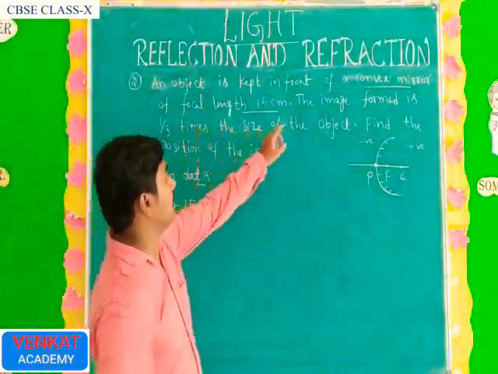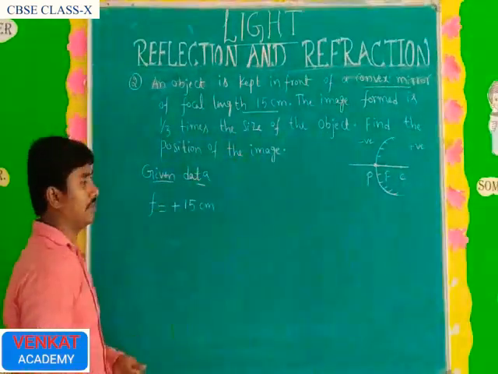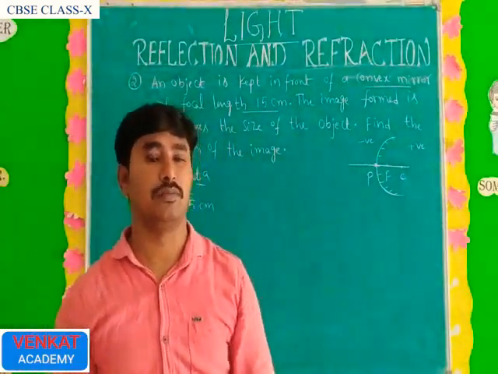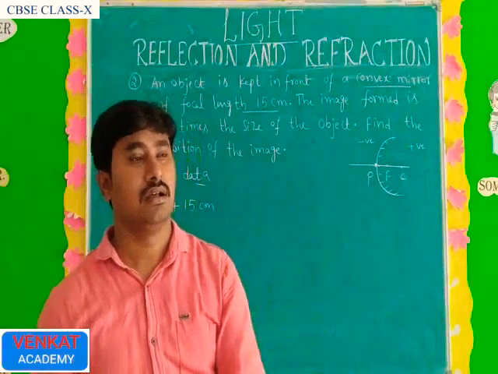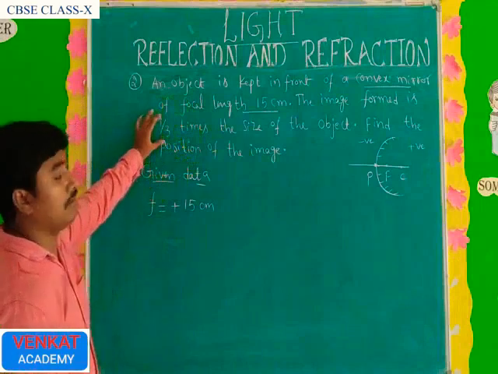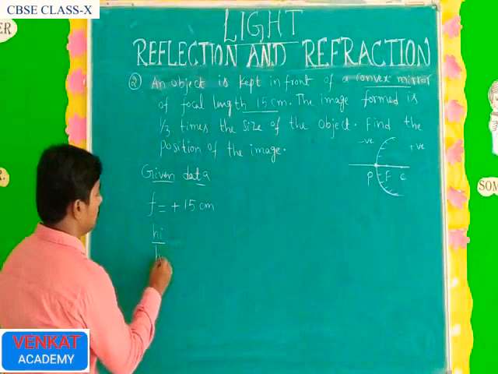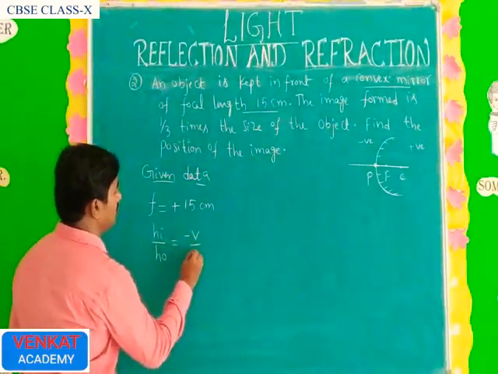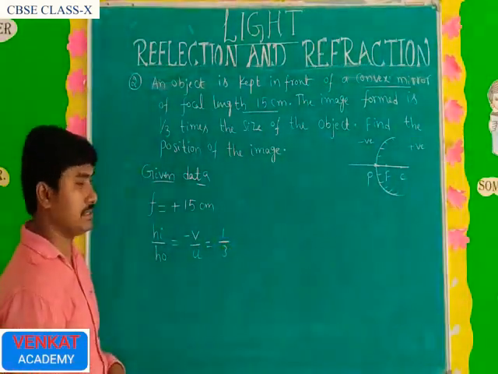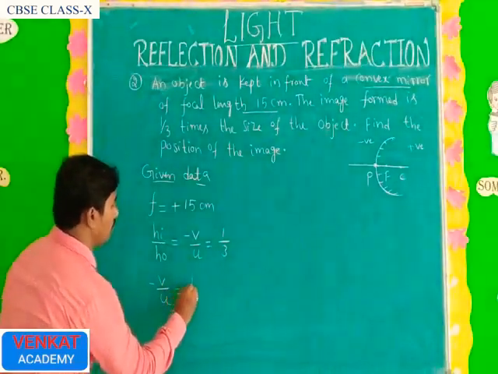Next, what about the second? The image formed is 1 by 3 times the size of the object. You know very well the magnification formula. What is the magnification formula? hi by ho is equal to minus v by u. The size of the image and the size of the object ratio is 1 by 3 times, as given here. So simply write: hi by ho is equal to minus v by u, and this total is equal to 1 by 3. So minus v by u is equal to 1 by 3.